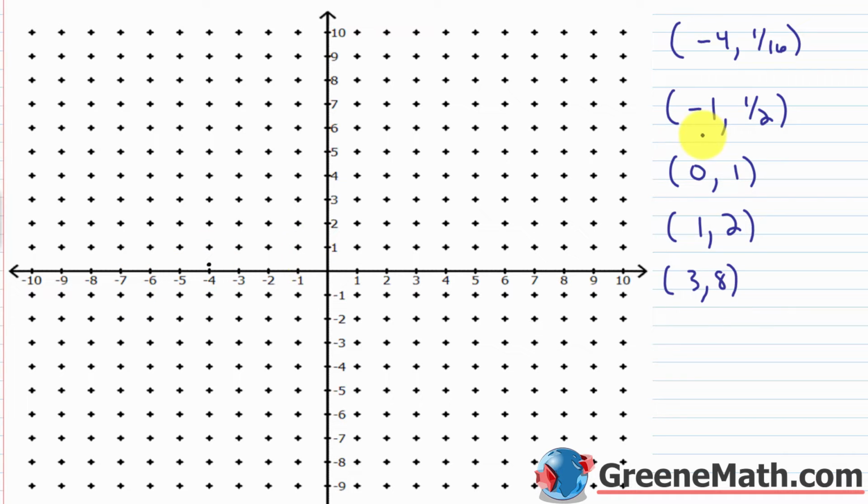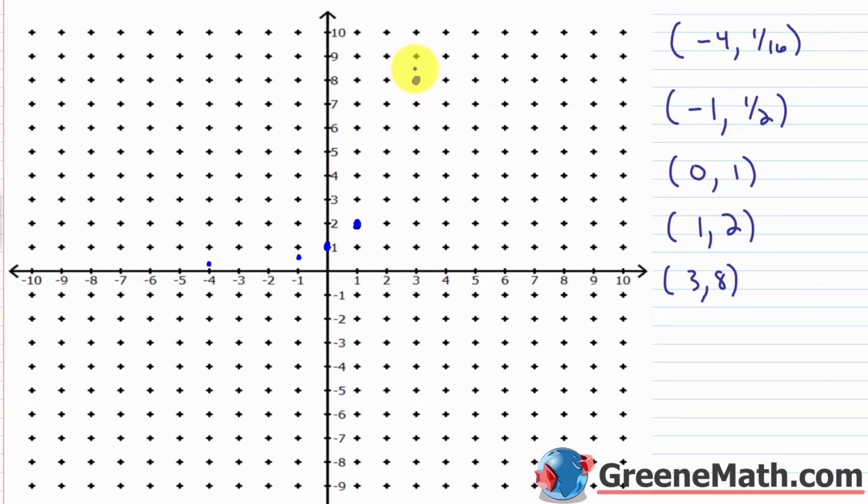Then the next point we're looking at is -1, 1/2. So -1 on the x-axis and then 1/2 on the y-axis. So that's about right there. Then we have 0, 1, so that's about right there. Then we have 1, 2, so that's about right there. And then we have 3, 8. So that's going to be 3 units to the right, 8 units up. That's about right there. And let me kind of go over these with a different color.